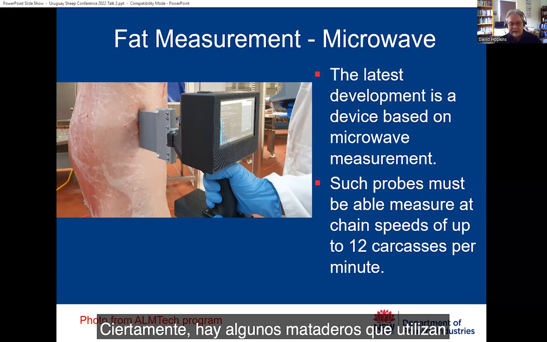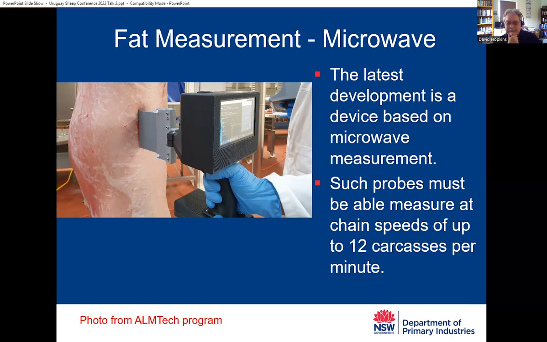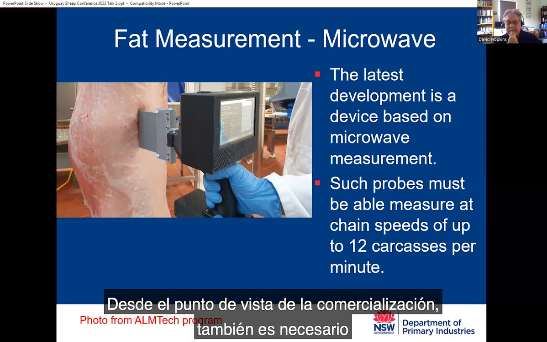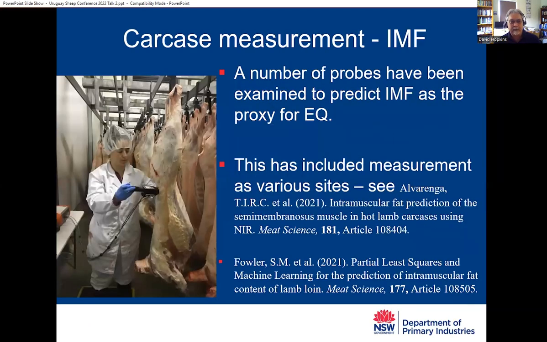Certainly, we have some abattoirs that are using the sophisticated DEXA equipment to give direct measurements of lean meat yield. But from a marketing point of view also, you need to be able to actually give a GR measurement because it tells you the degree of trimming that's required.